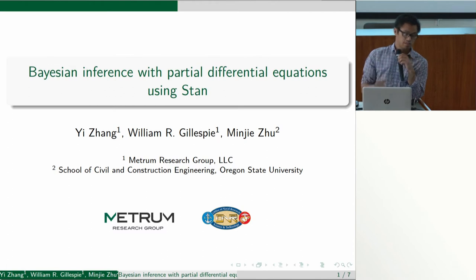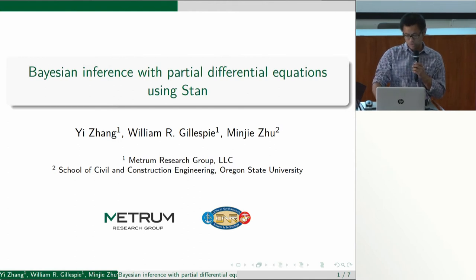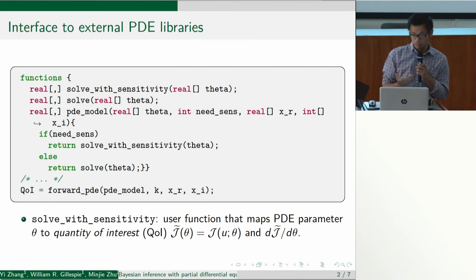And how do we treat the sensitivities in particular? We have several ways to do that. Essentially, we will wrap a function, whatever your solver function would be, into Stan and plug it into the ODE system. There are several ways to do it. For example, the best scenario would be that your solver is able to solve a sensitivity problem.